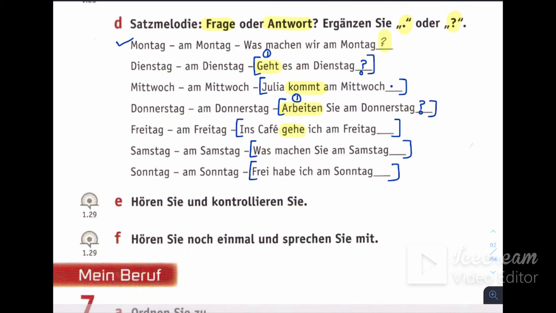Ins Kino gehe ich am Freitag. Klar, here verb on second place. Here verb on second place. Was means what you are doing on Samstag. Okay, so we use this in question form. Freihaben Sie am Sonntag? Yes, like this. These are question forms.